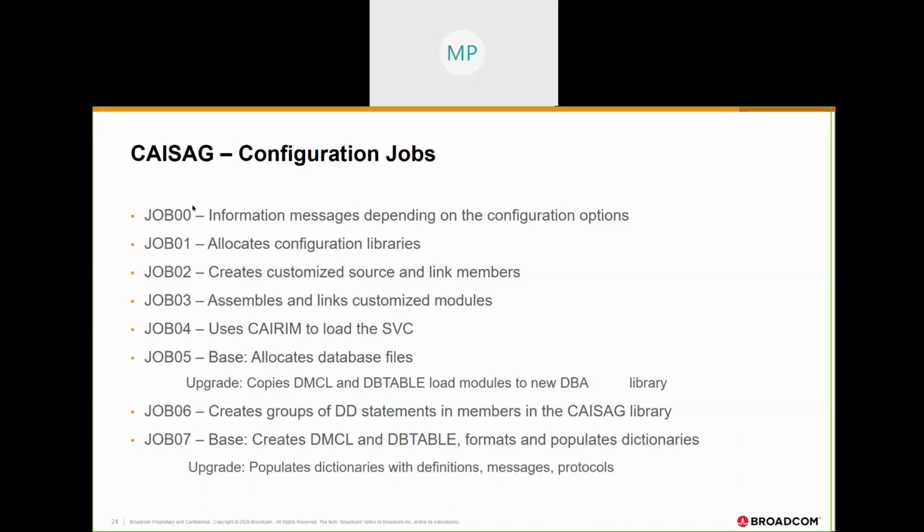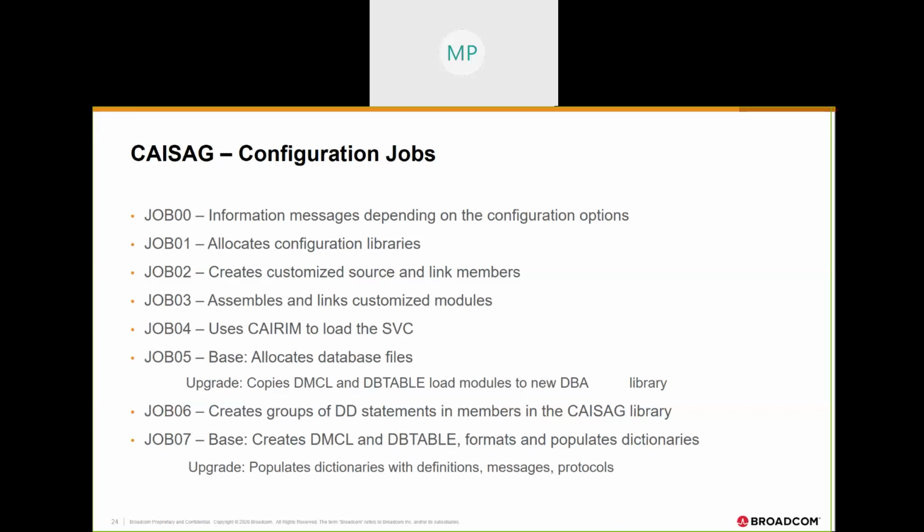Again, job 0 is just informational messages, and that depends on what your configuration options are. Job 1 allocates the configuration libraries, and those are the custom libraries we mentioned earlier, and your APF lib, your DBA load lib, and your PDSE lib if you're using COBOL 5 or newer. Job 2 creates customized source and link members. And then job 3 assembles and links those custom modules.